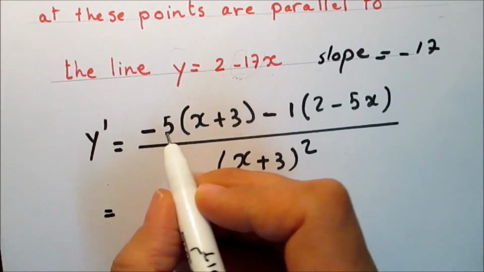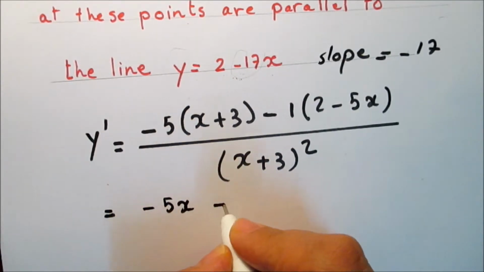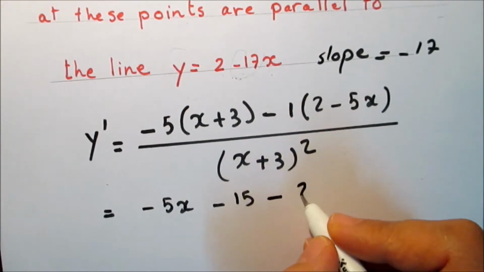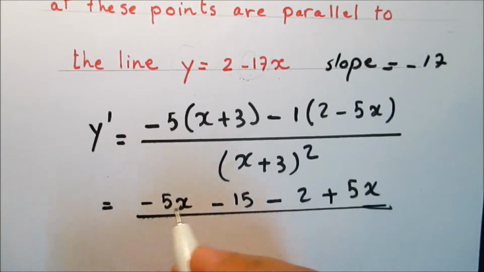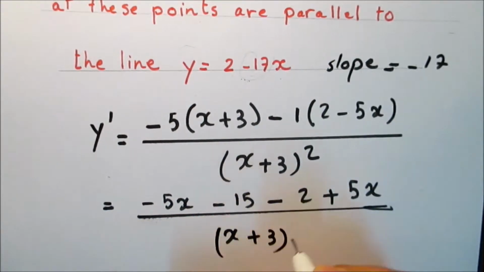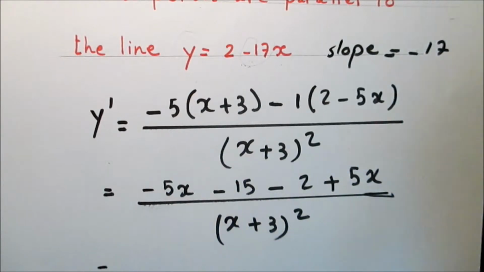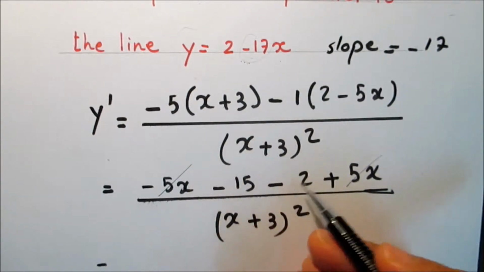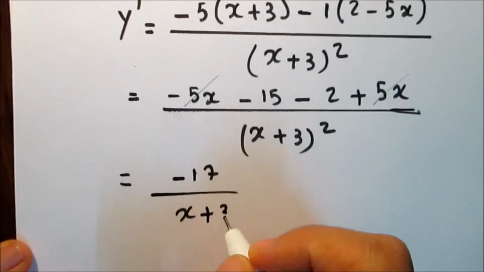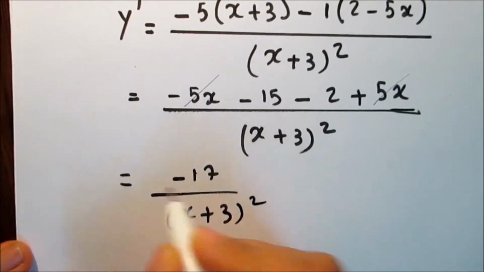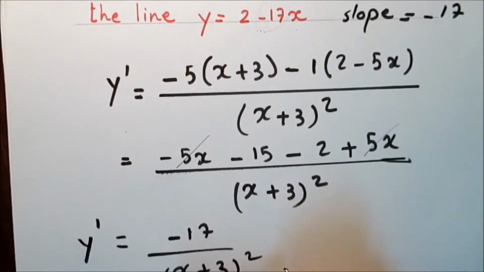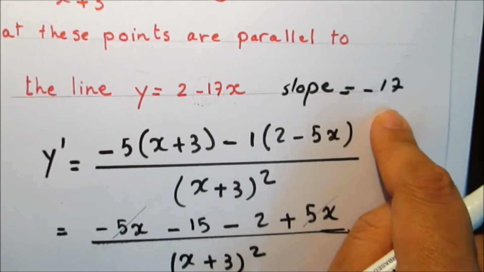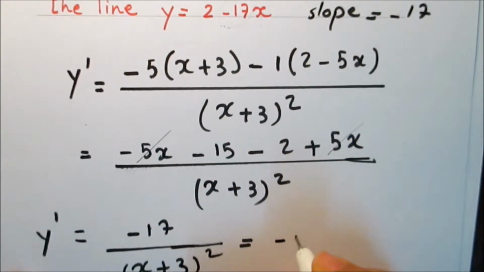Simplify, this is equal to negative 5x minus 15, 5 times 3 being 15, minus 2 plus 5x, over (x plus 3) all squared. Negative 5x and positive 5x cancel each other, and negative 15 minus 2 is negative 17. So negative 17 over (x plus 3) all squared. This is the first derivative, y dash, of the given curve. This is equal to the slope of the tangents to this curve, which is equal to negative 17.